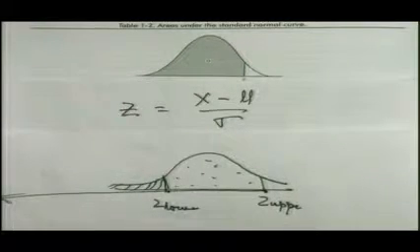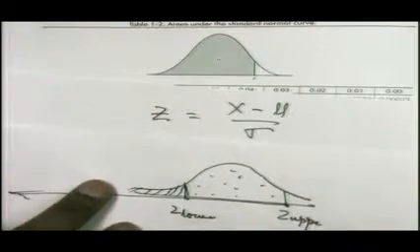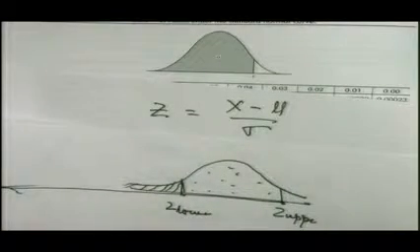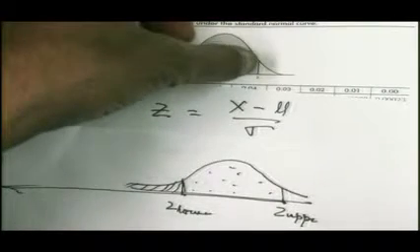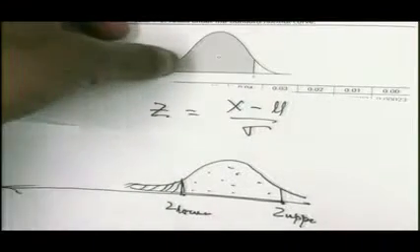If you have not used this normal table, the entire area under the curve is 1. Then I get my fraction values for Z. What is the Z value for upper? What is the Z value for lower?